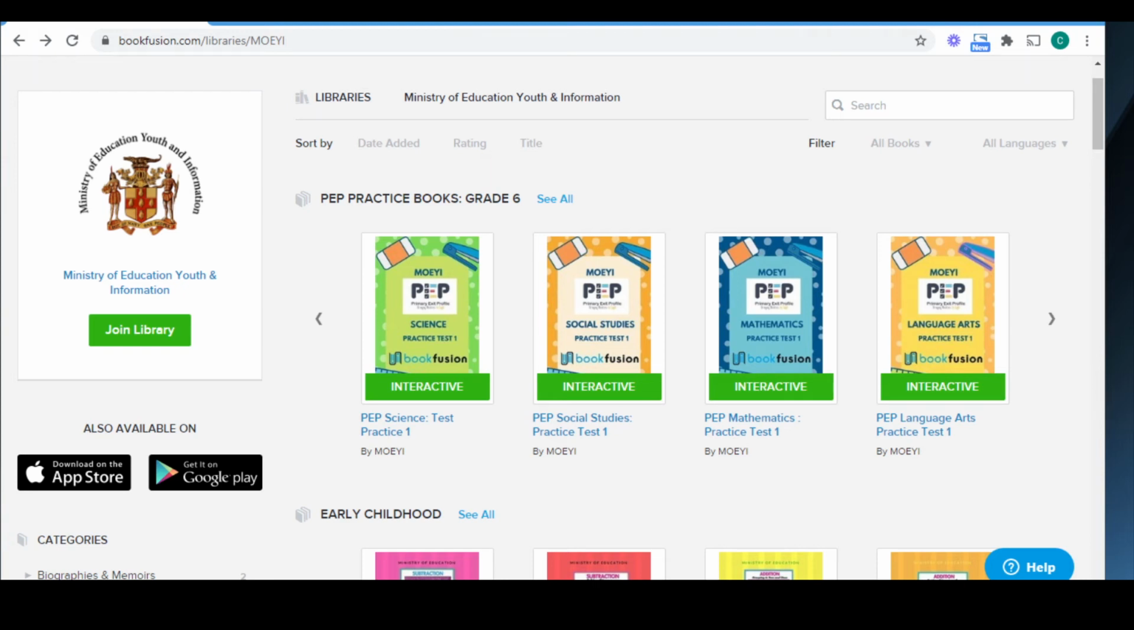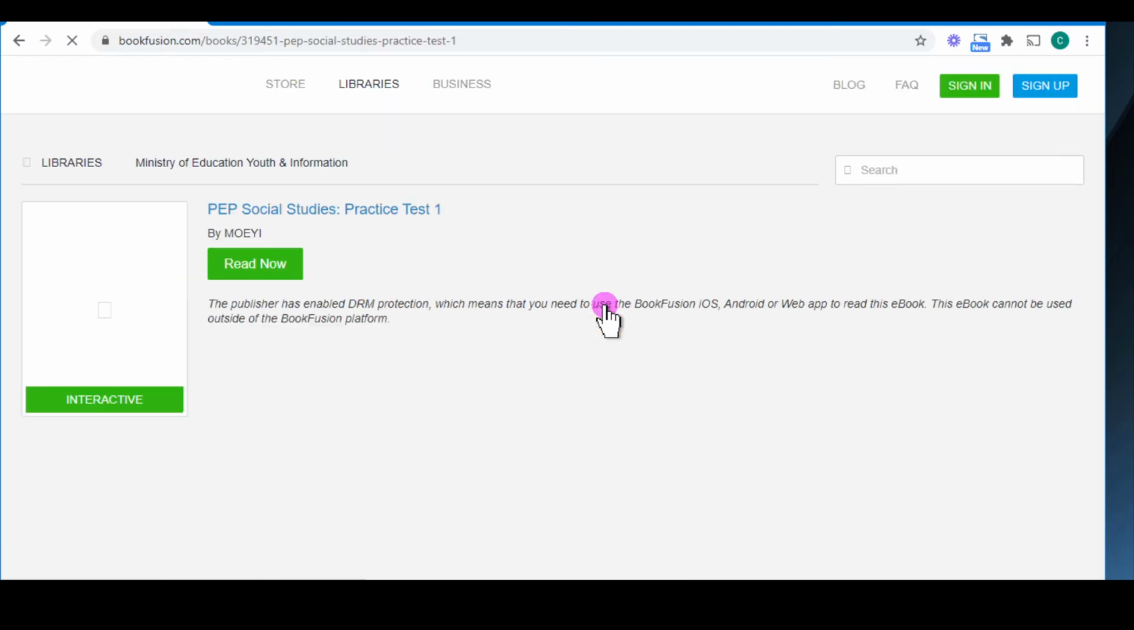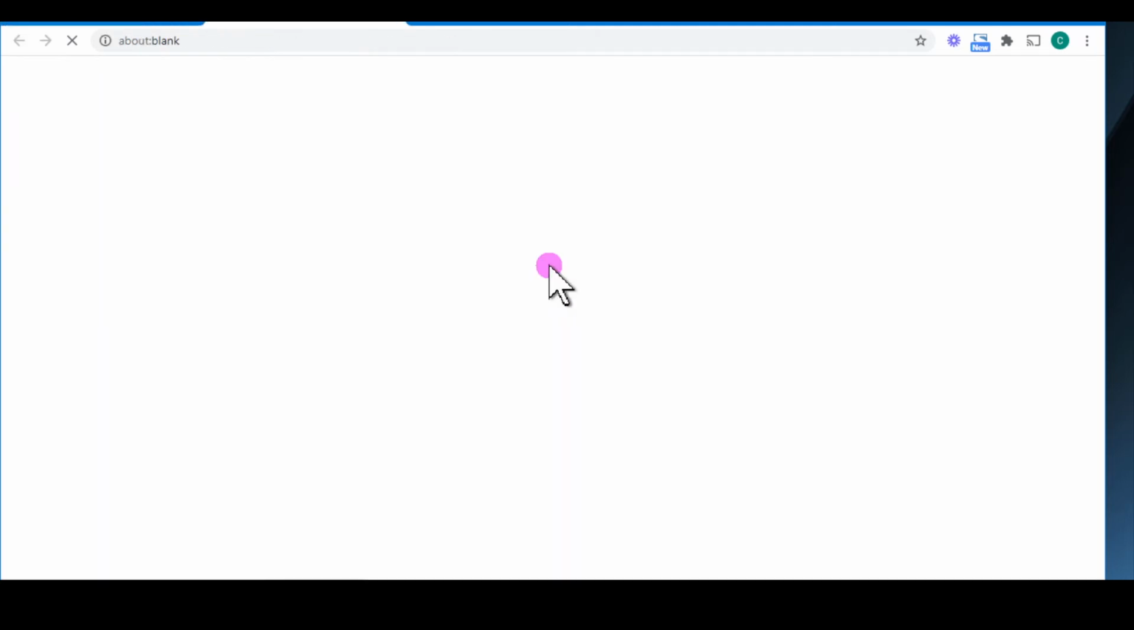In this episode, we're going to be looking at one of our practice books for PEP 6. We are at the Book Fusion website. We're looking at libraries and the Ministry of Education Youth and Information Library is where we're at. If you missed how we did this, you can check with our previous video from Language Arts. All right. So let's go to the interactive session for social studies. I'm going to hit read now, and it's pulling this up for us.